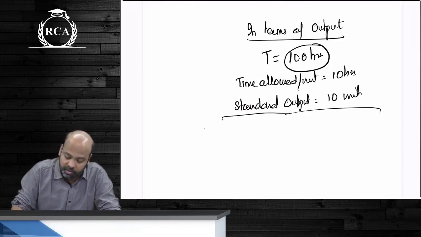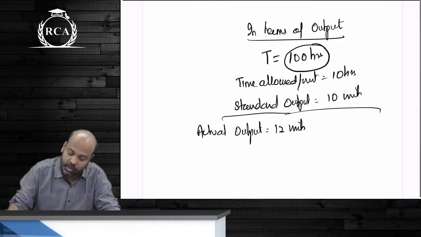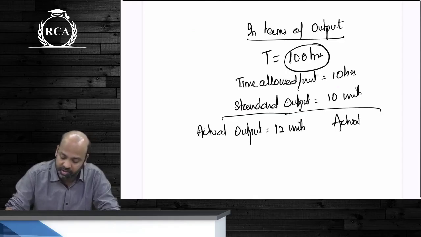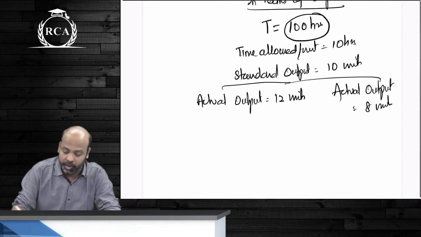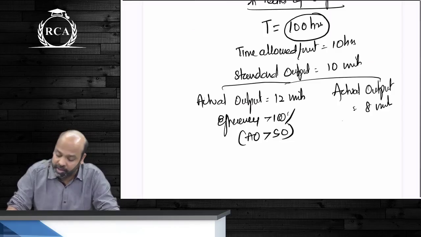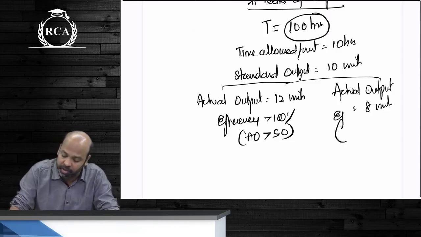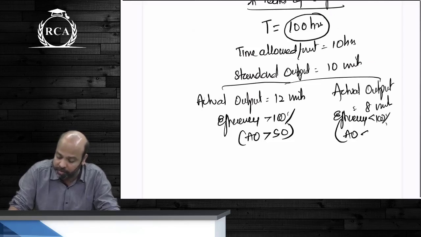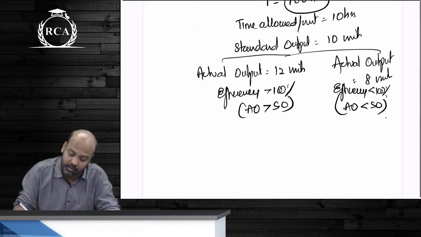Let's say that there is a worker, guys, who has manufactured 12 units. Did he work more or less? Should the efficiency be more than 100% or less than 100%? In the first case, efficiency should be more than 100%. Why? Because actual output is more than standard output. In the second case, efficiency should be less than 100%. If you were to frame it as a formula, what will be the answer?